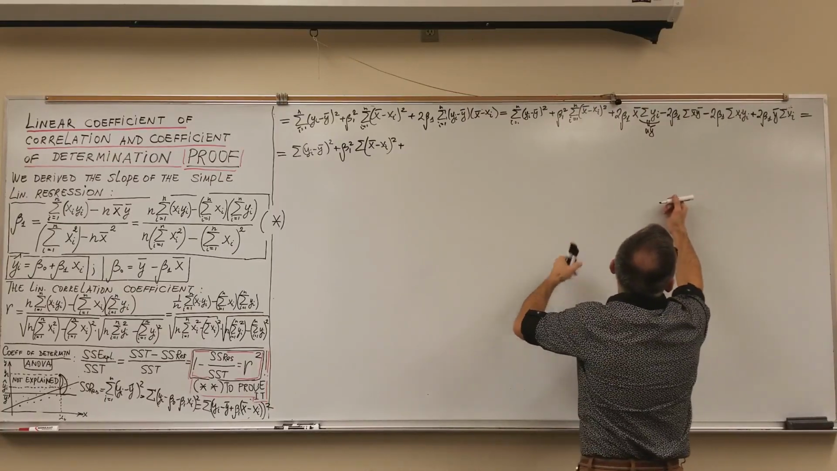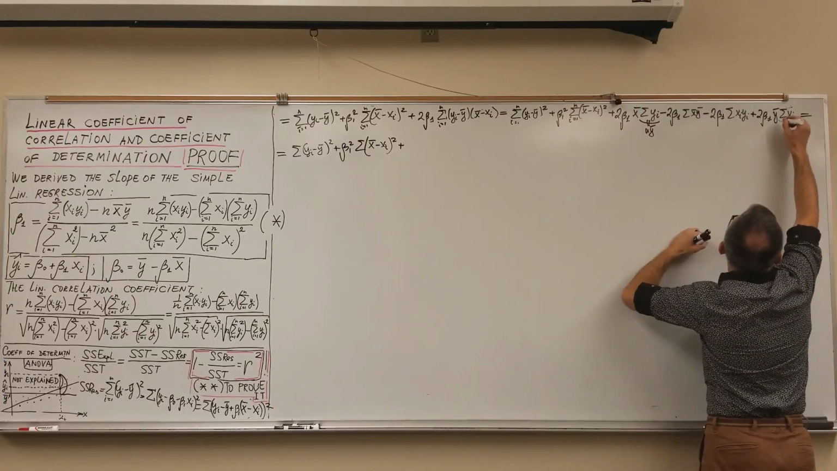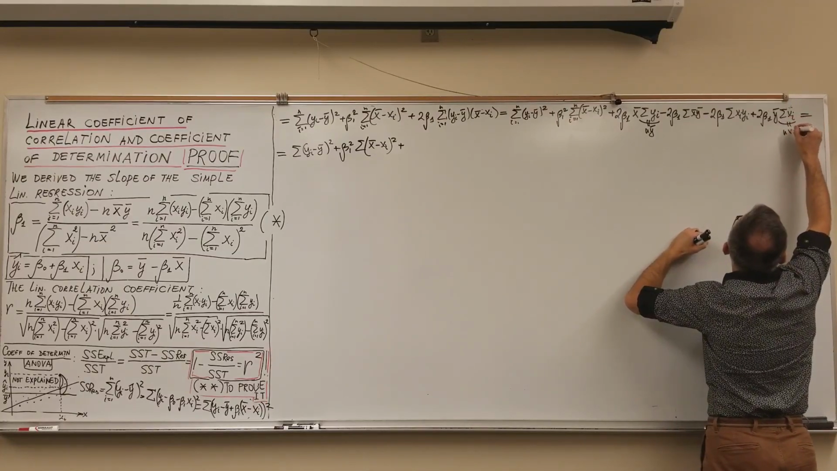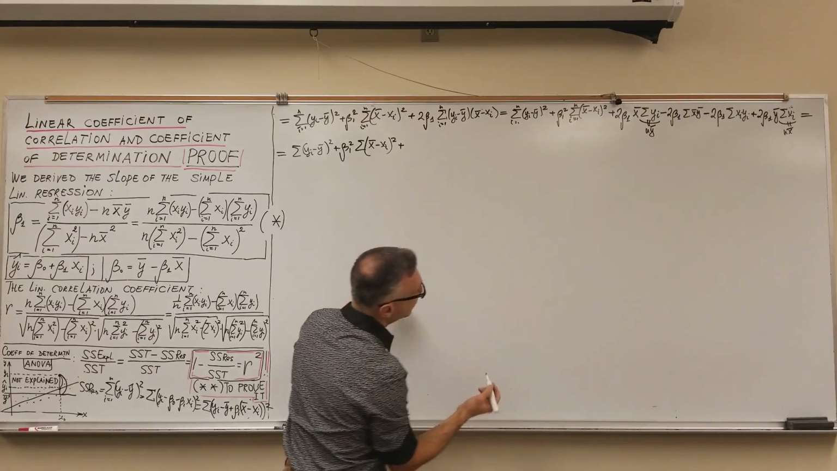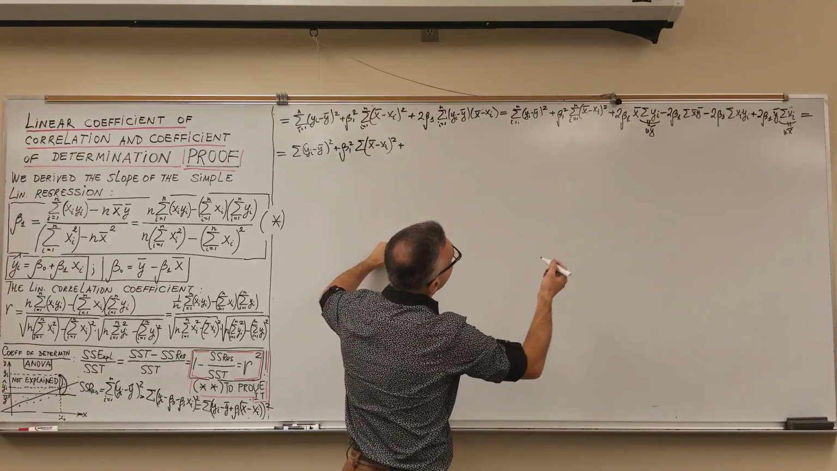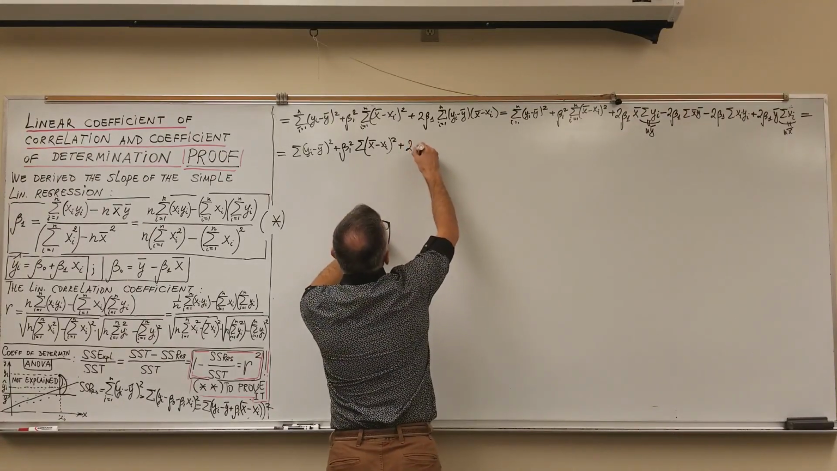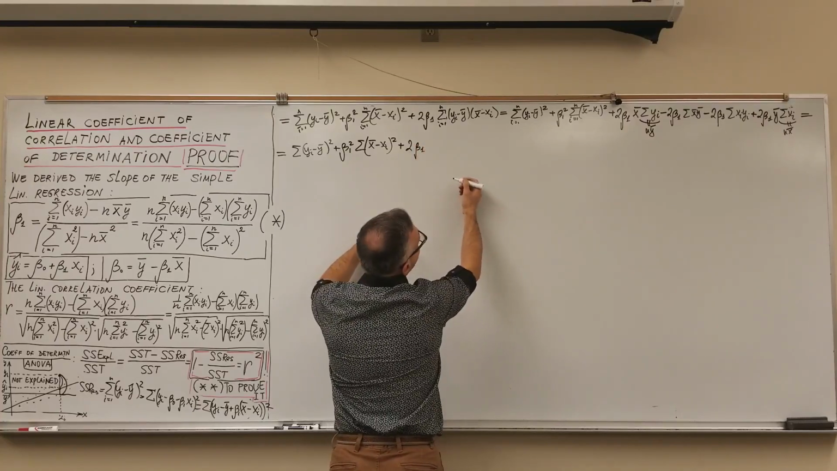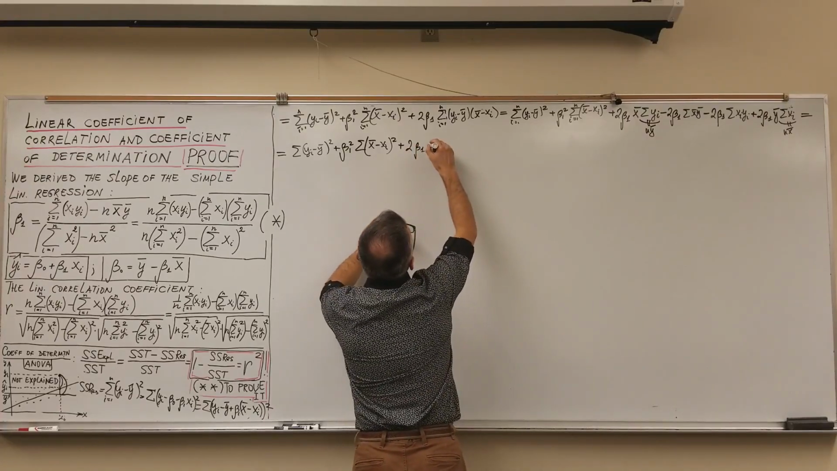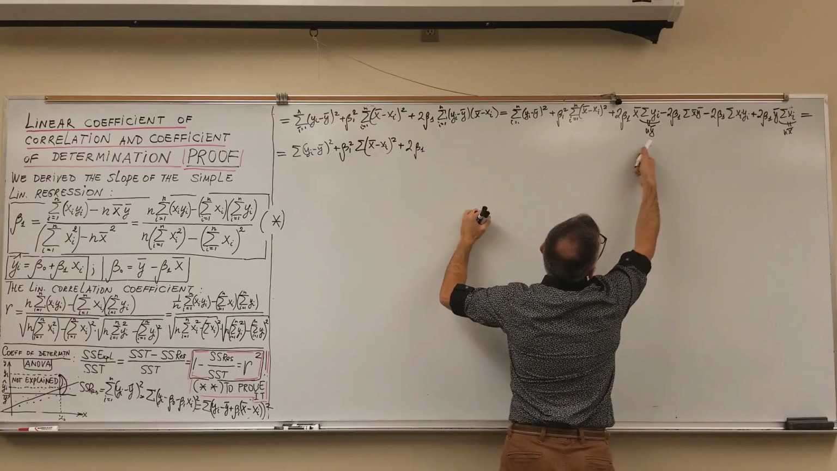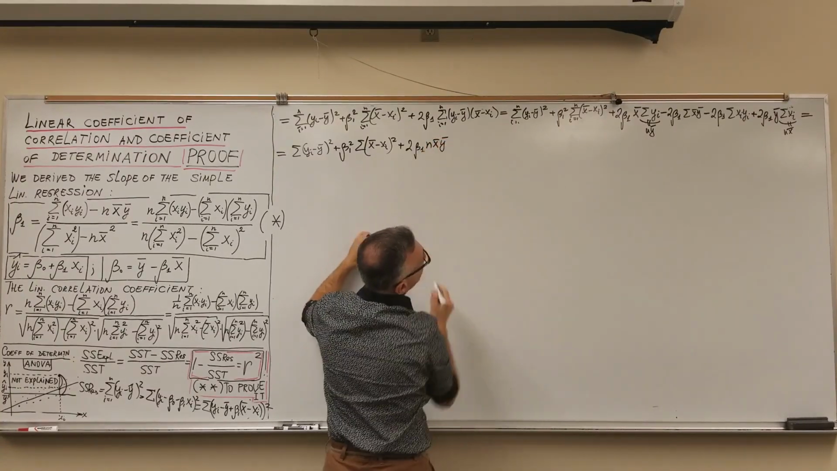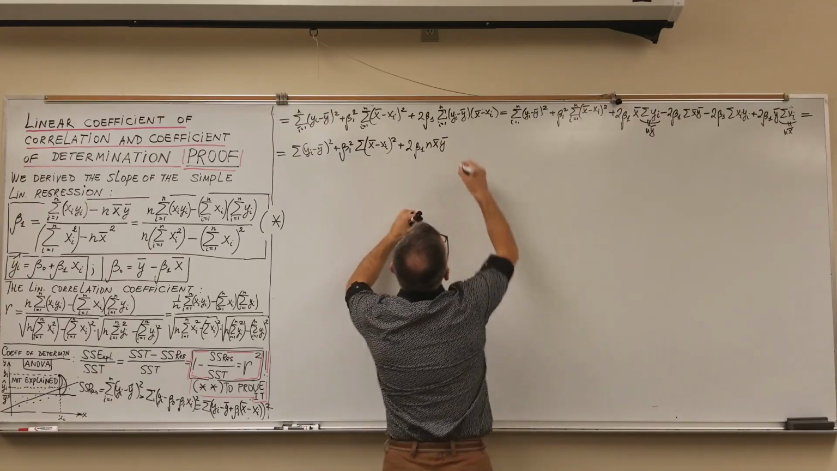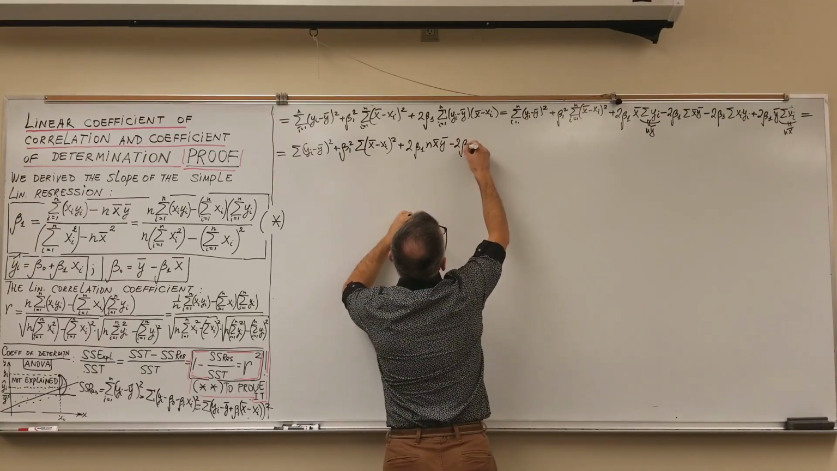And the same thing, the summation of x i's is n x bar. We discussed that before in the analysis of variance. So the next term will be plus 2 beta 1 x bar n y bar, so it will be n x bar y bar. Yes. Minus 2 beta 1.